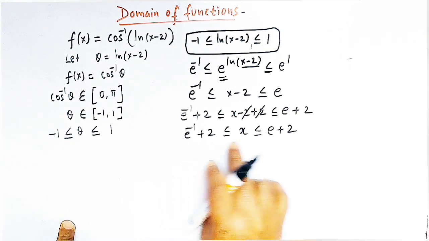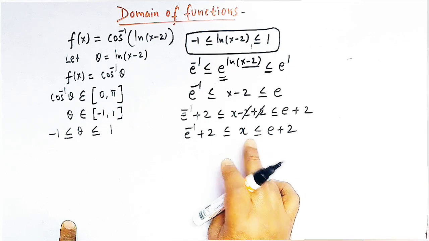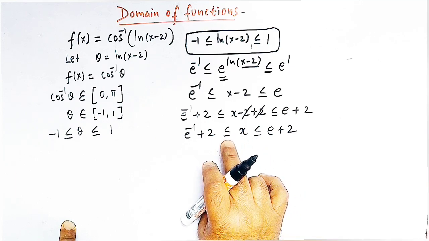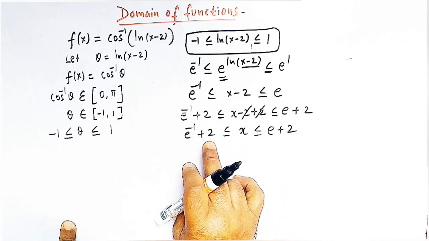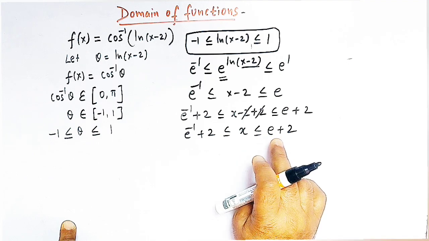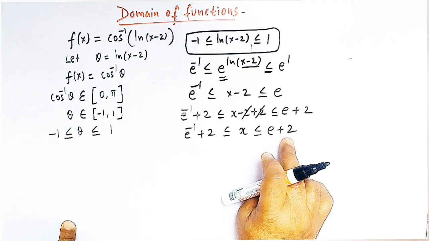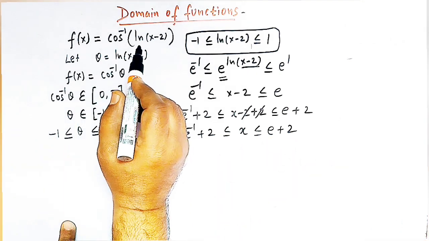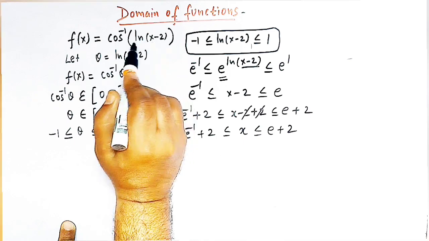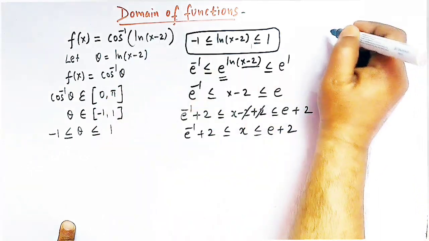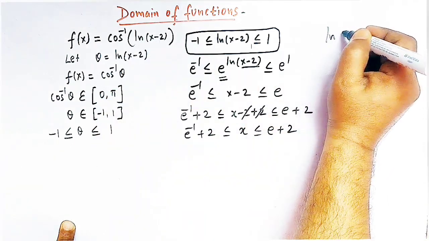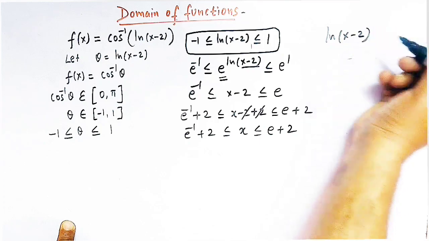So now this inequality suggests that x is greater than or equal to e raised to minus 1 plus 2, but less than or equal to e plus 2, right? So now let us see this log term here. Here we have a log of x minus 2, right?